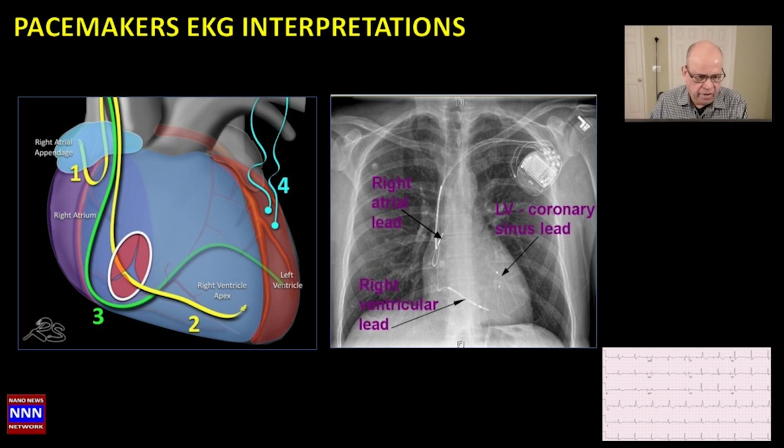Basically, we have a single chamber pacemaker, in which case a wire is placed in the right ventricular apex. It is known as VVI, that's ventricular paced, ventricular sensed, inhibited pacemaker. And a dual chamber pacemaker is where we have a lead in the right atrial appendage along with a wire in the right ventricular apex.